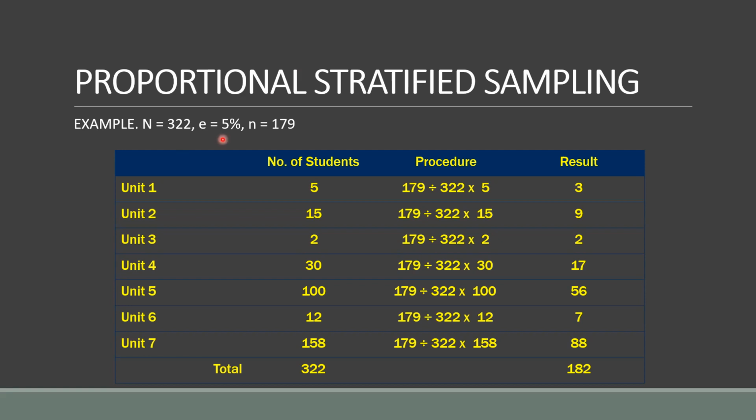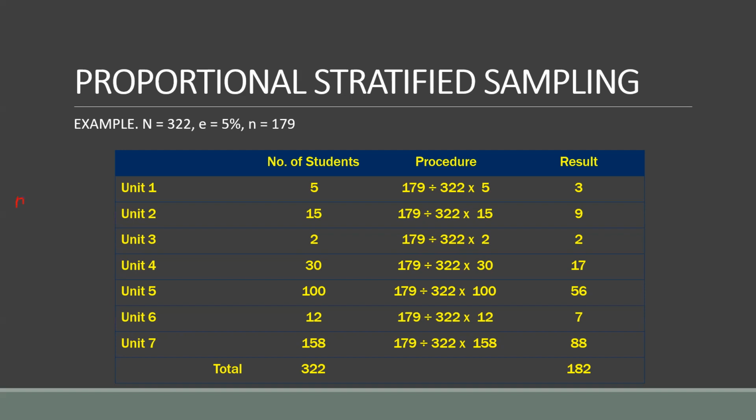And the margin of error is set at 5%. And the total sample size is equivalent to 179. So unlike the first given that we had on the previous slide, wherein we only have two strata or two groups, for this one, we have 7 units or clusters. So for this one, let's have a sample computation.